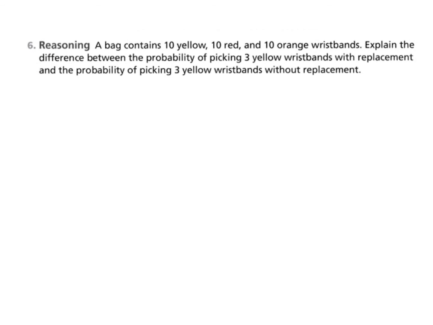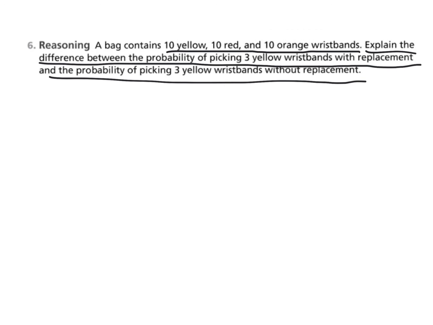Number 6, a bag contains 10 yellow, 10 red, and 10 orange wristbands. Explain the difference between the probability of picking 3 yellow wristbands with replacement and the probability of picking 3 yellow wristbands without replacement.